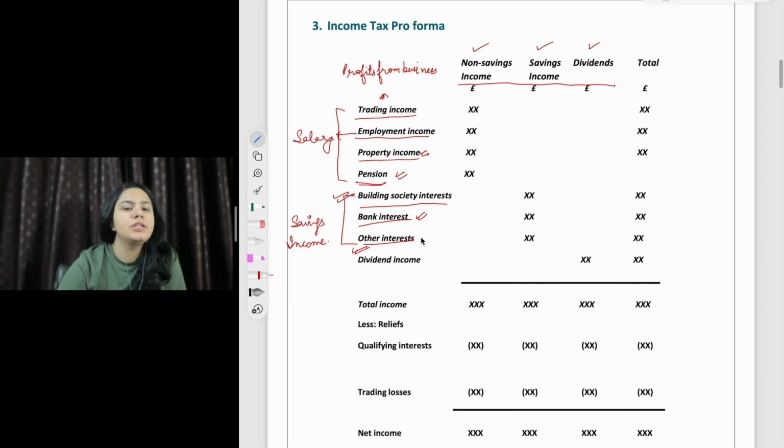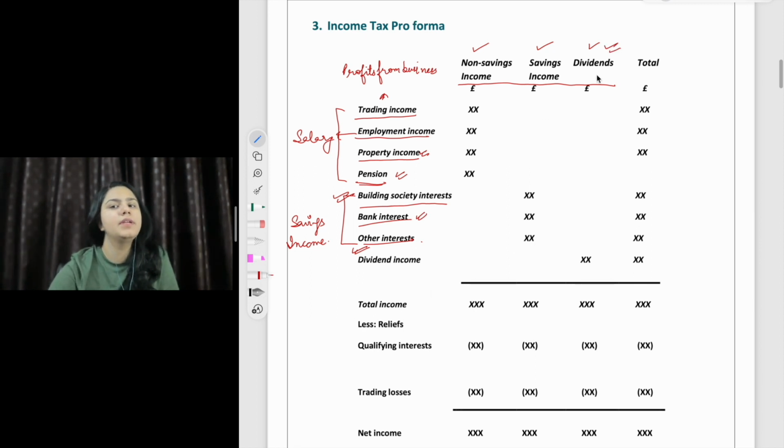And other interest includes, for example, let's say you have lent money to your friends or family or someone else, or even to your business partner, anyone. If you receive interest on the loan that you have given, that is also a part of other interest under savings income. And then we have dividend income.